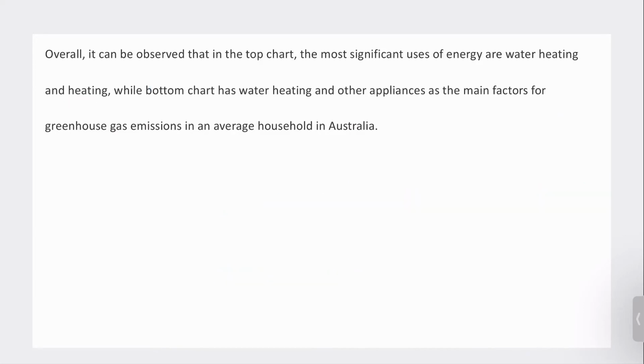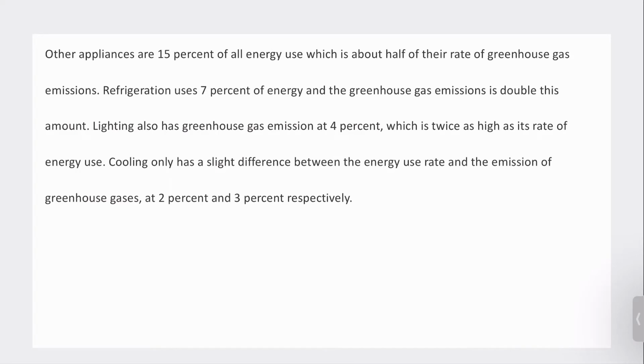Okay, and then we've got other appliances are 15% of all energy use, which is about half of their rate of greenhouse gas emissions. Refrigeration uses 7% of energy, and the greenhouse gas emissions is double this amount. Lighting also has greenhouse gas emissions of 4%, which is twice as high as the rate of energy use. Cooling only is a slight difference between the energy use rate and the emission of greenhouse gases at 2% and 3% respectively.